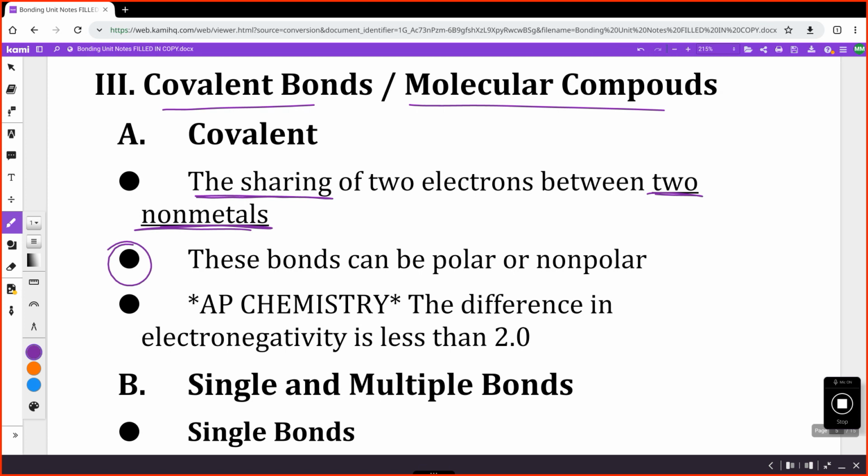Later on in the next video, we're going to talk about what the difference of a polar covalent and a non-polar covalent bond are. But for the sake of today, we're really just going to be talking about the overarching covalent bond.